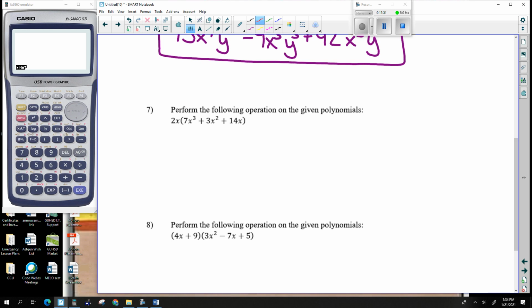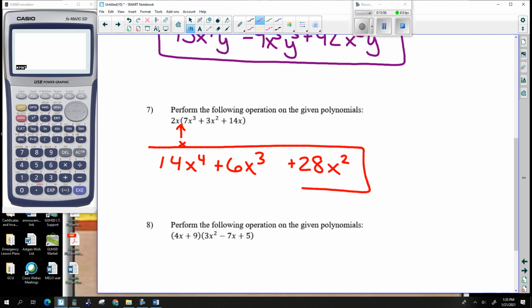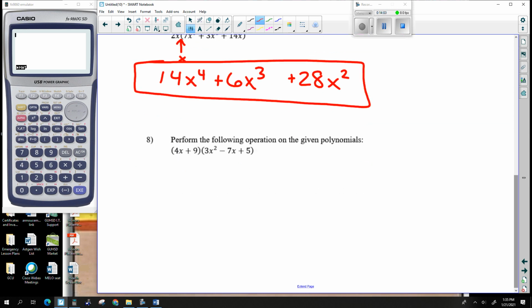All right, so here we go. Multiplication. So numbers multiply: 14, 6, and 24, or excuse me, 28. Okay, that was the 2. Now I need to bring in the x. So x^1 times x^3 is x^4. x^1 times x^2 is x^3. x^1 times x^1 is x^2. So multiplication is addition in the world of exponents.